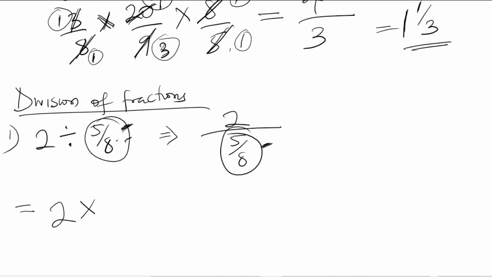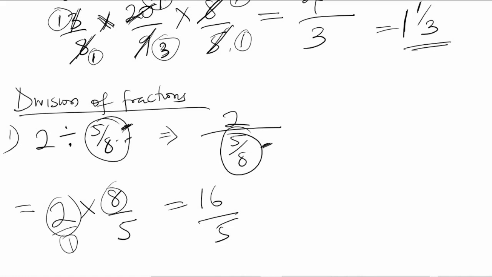Instead of 5/8, we'll find the reciprocal. It will be turned upside down. It becomes 8/5, which will be 2 times 8, 16/5, which is 3 whole number 1/5. I don't know if you understand.